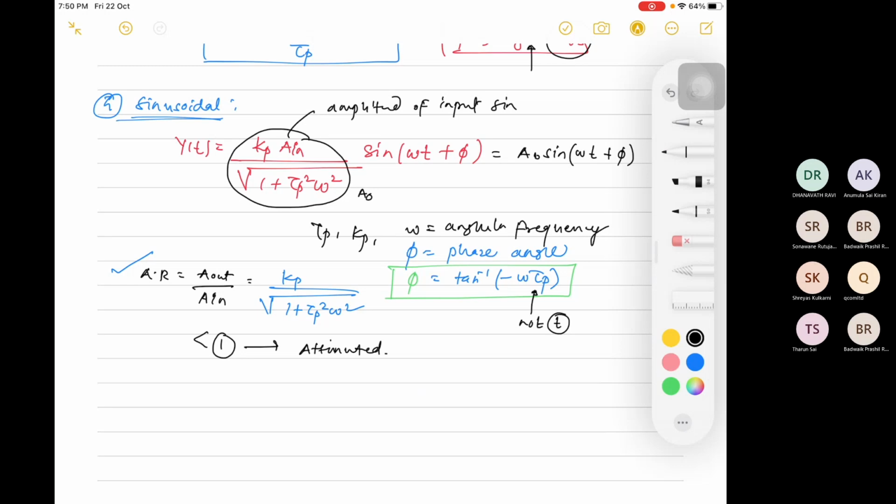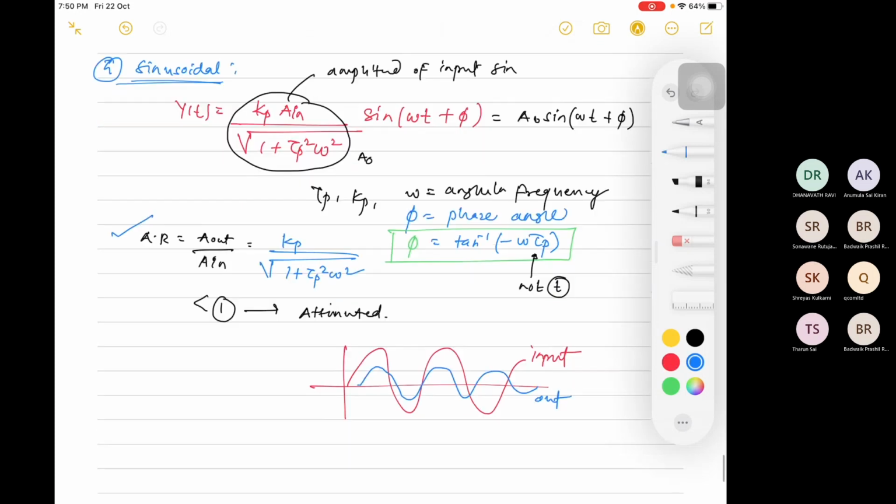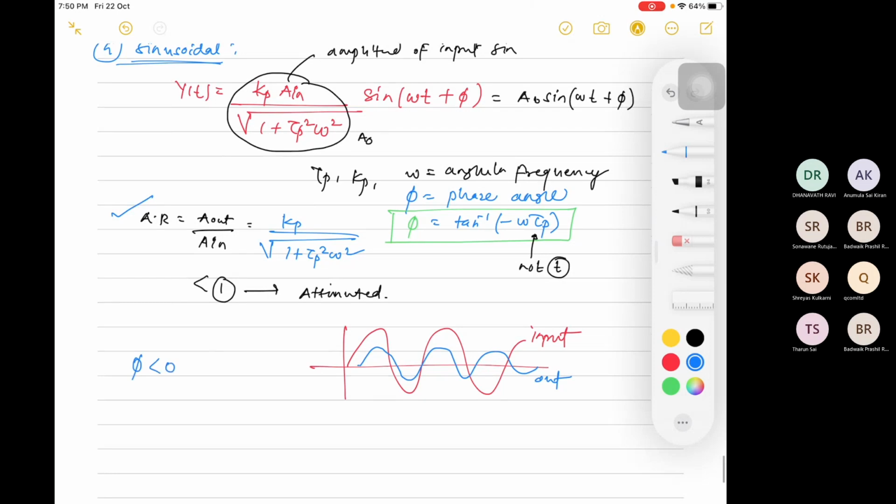Attenuated means, suppose this is your input sine wave, your output will always be phase shifted by phi, lagged, and it will be lower. So this will be your output and this red one is your input. This is how it is drawn, right? Then the next important thing is, suppose phi is less than 0, phi is equal to 0 and phi is greater than 0. This was asked in GATE and also in BARC.